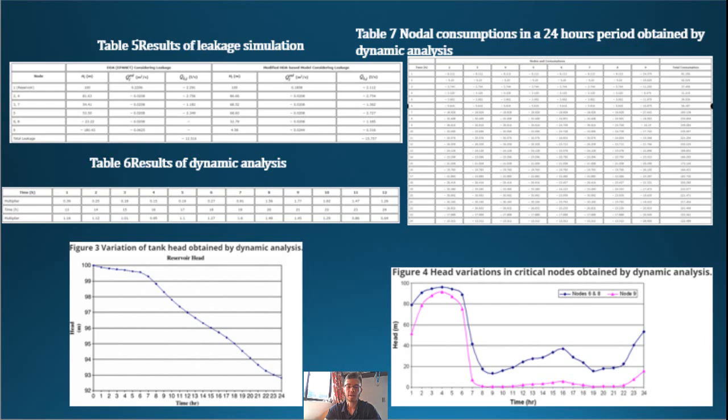The HDA method shows a decrease in the nodal head values. The available discharge in the critical node is less than the case without leakage as a result of the additional discharge due to the leakage.